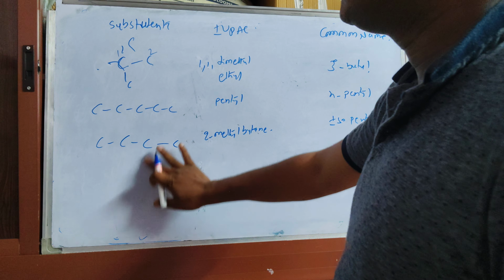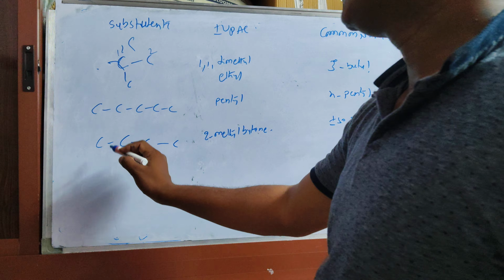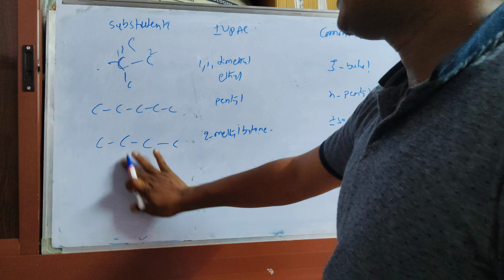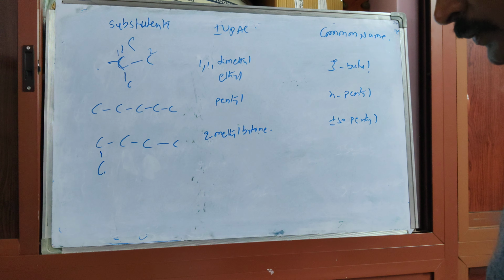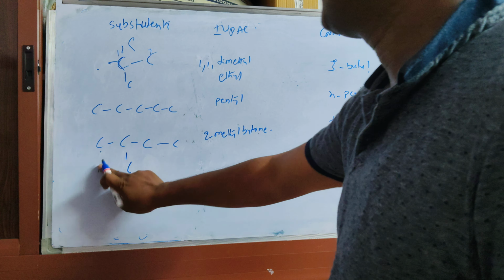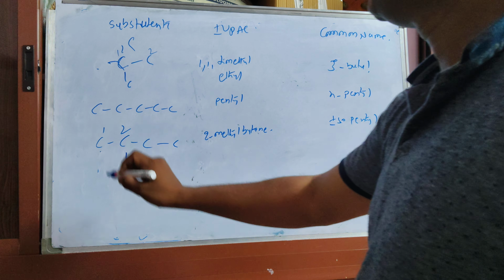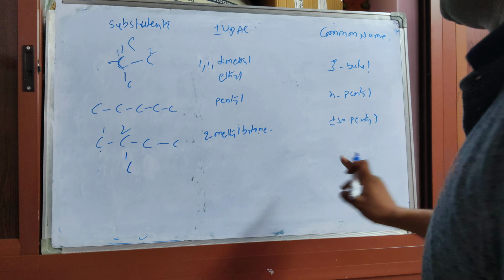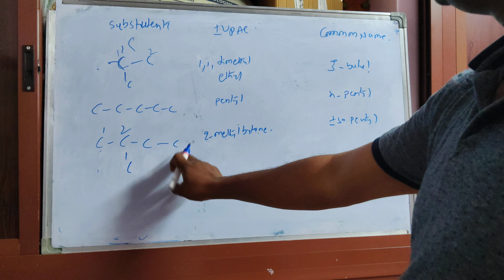Not this one, only here. This carbon only, you can write as this carbon, not this carbon only. Here only you can get as 1, 2. Numbering you have to give from this one. 2-methyl butane, but isobutyl, isopentyl. Not given numbering from this side.